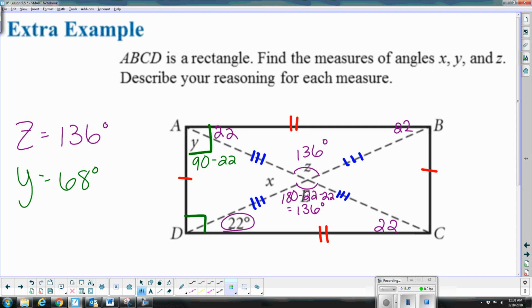And then lastly, now that we have those, and we know that triangle AXD is an isosceles triangle, we know that this other base angle is also 68 degrees. So y is 68, the other base angle is 68 degrees, and we know that they have to all add up to 180 degrees. So 68 times 2 is 136, and if we subtract that from 180, we get 44 degrees.